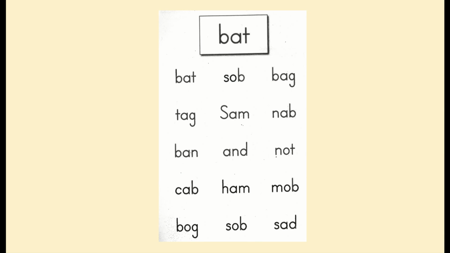Now let's practice reading words. We're going to sound them out and then say them fast. Watch as I demonstrate with the word in the box. Ready? At, bat. Now let's practice together. Ready?